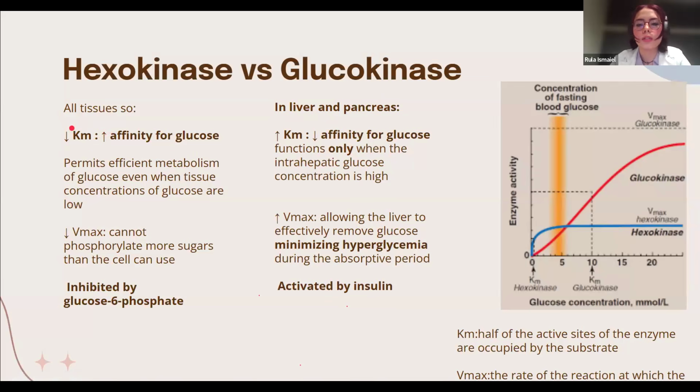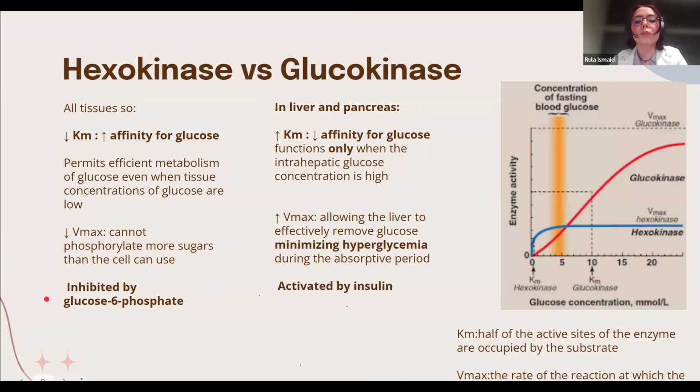Okay, so hexokinase is found in all tissues. Lower Km, high affinity for glucose. It permits efficient metabolism of glucose even when tissue concentrations of glucose are low. So whether there's high glucose or low glucose, it's still working. Vmax is low, so it cannot phosphorylate more sugars than the cell can use. There is no point for a cell to keep phosphorylating sugars when the cell isn't using it. That would be a waste of energy, a waste of ATP rather than producing ATP, which is not the case. We don't want to do that.